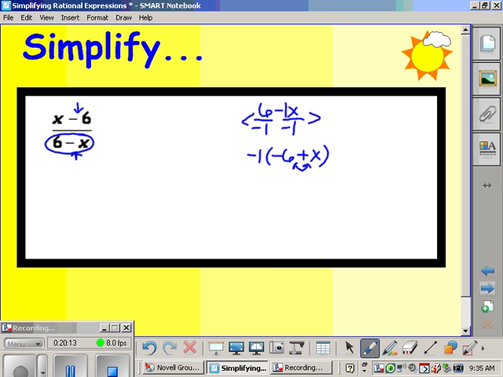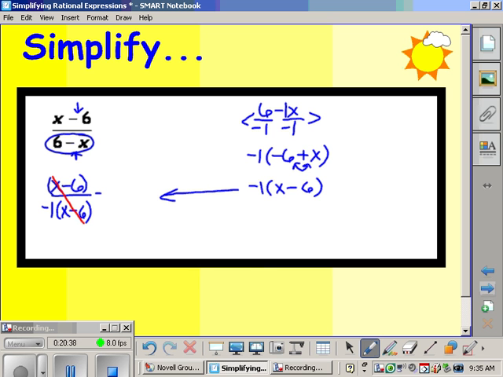Now these two can be flipped around. So if you flip them around and put the x first and the negative 6 second, now we have the x minus 6 that we want. So let's bring that back into the problem. So we already had the x minus 6 in the numerator, and now we're going to put the negative 1 times x minus 6 in the denominator. Now we have a binomial that matches, so we can cross that out.